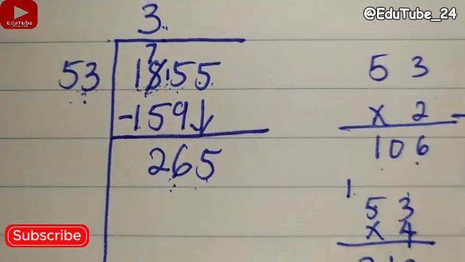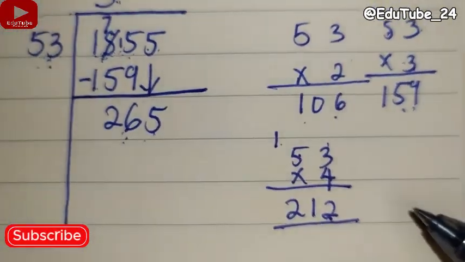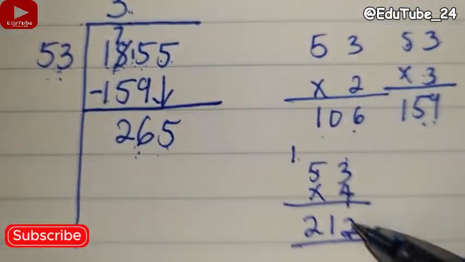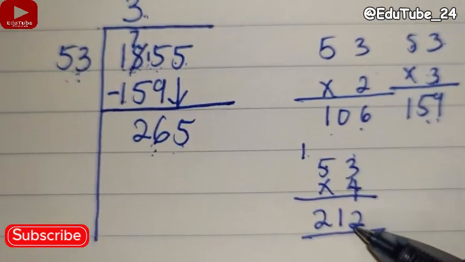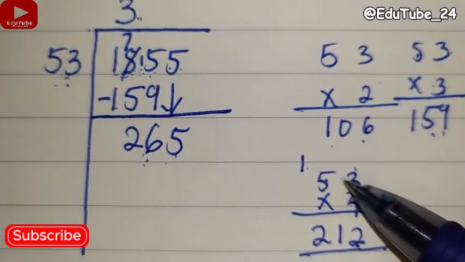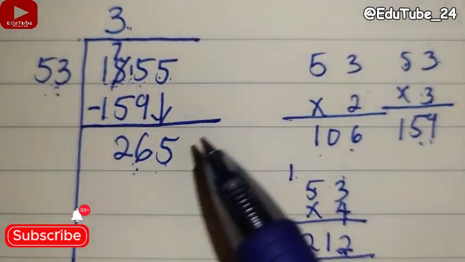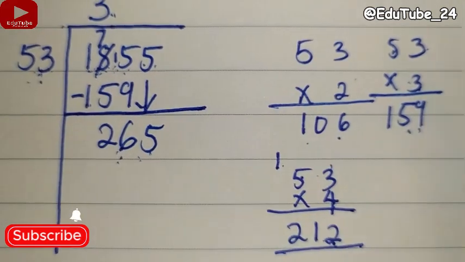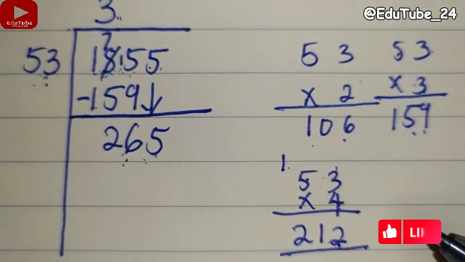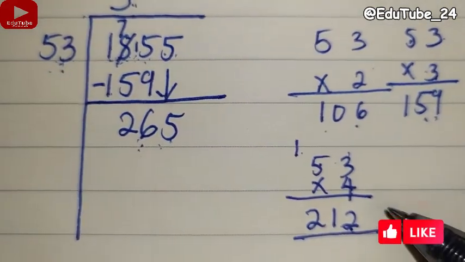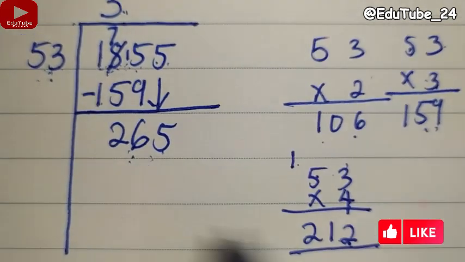So I have to check again. Now from the multiplication we laid out, you could see we have 212. So 53 times 4 gives us 212, which is a little bit closer to 265. But I have to still find out further to see if I can get a number very close to 265.